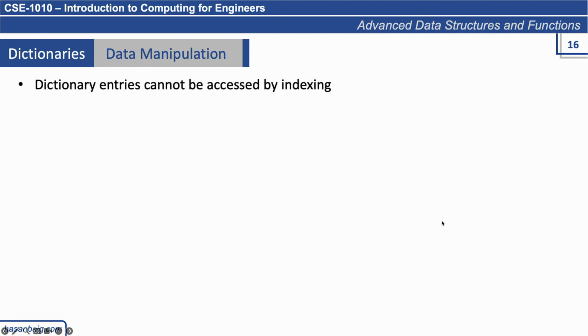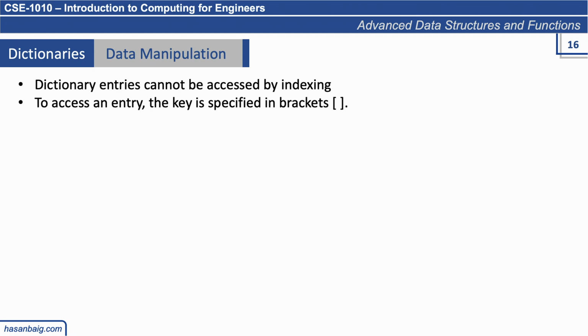Data manipulation. Dictionary entries cannot be accessed by indexing. You can access elements in a list with the help of an index. In a dictionary, the elements are arranged in memory at random places, so you cannot access elements by their indexes. In order to access any element, you need to specify its key, and its associated value will be retrieved. The key is specified in brackets.